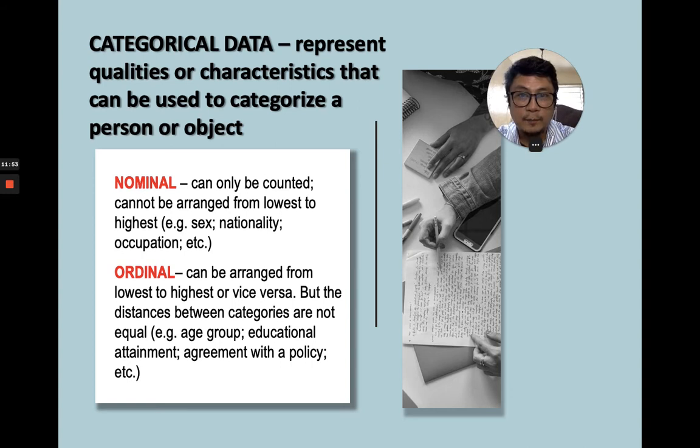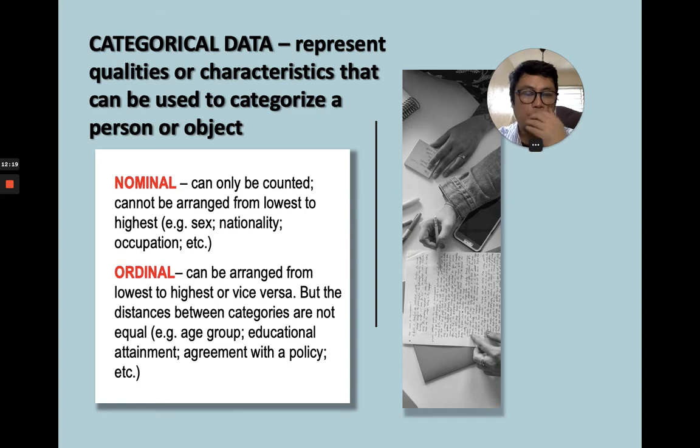Ordinal data, like nominal, can be counted. Ordinal data can be used to group people according to their responses to that item. The difference is that when we group them into these response categories, we can arrange those categories from lowest to highest, or vice versa.